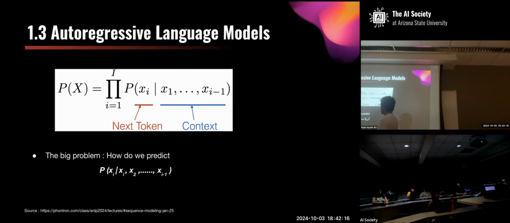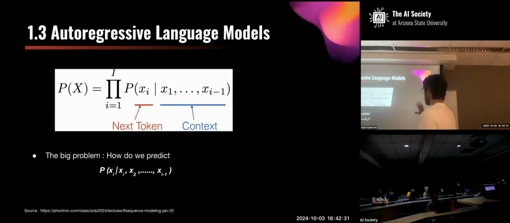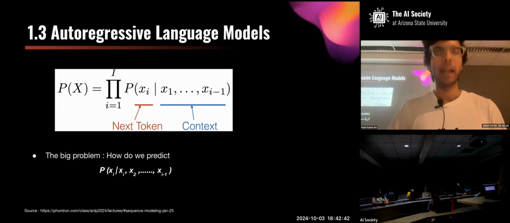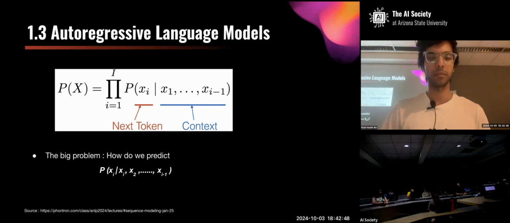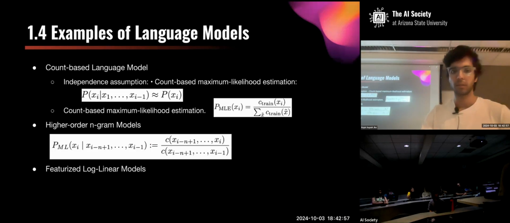Then there is a problem: how do you calculate the next token, because the context size can in theory be infinite? So how do you predict that? The idea of this slide is just to give an idea of what autoregressive means. It just means predicting the next word based on all the previously seen words. All the models right now, GPT or BERT, or even multimodal LLMs, come under autoregressive models.